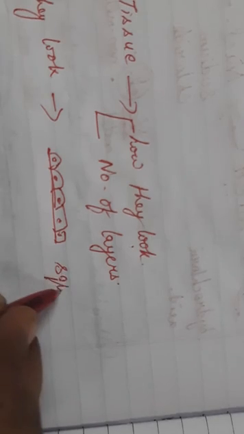Now, how they look. First we will come to how they look. Okay, it's very, very simple. How they look means they can be just like a line. Okay, they can be arranged like a line, like this. So, when they are arranged in a single line, what are they called? They are called squamous epithelial tissue. Clear? When they are arranged in a single line, they are called squamous epithelial tissue.